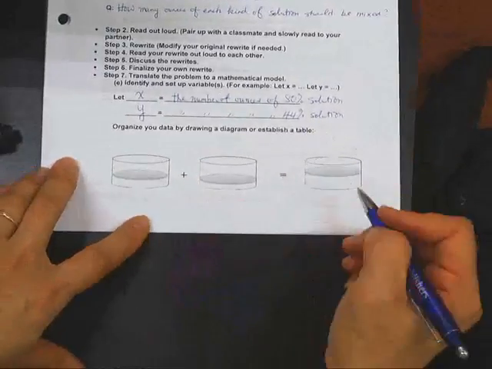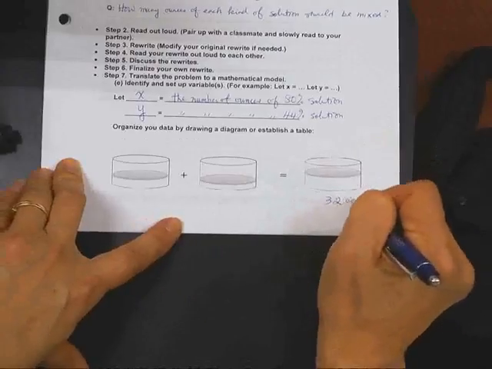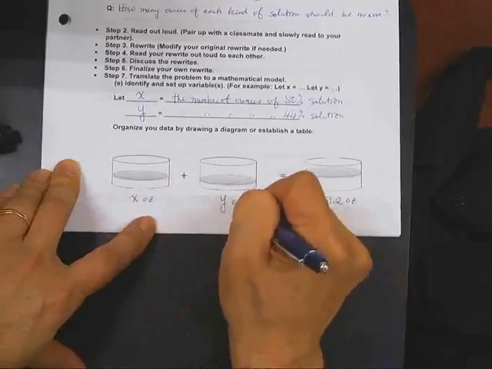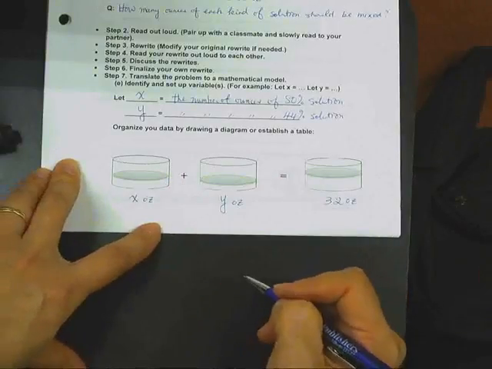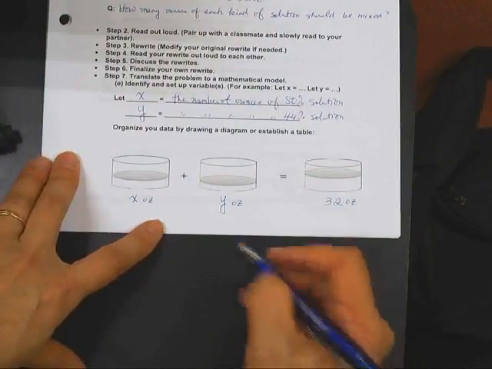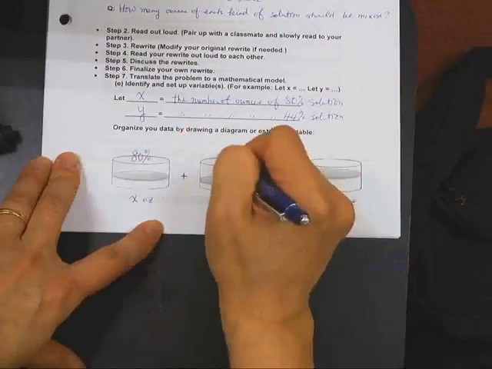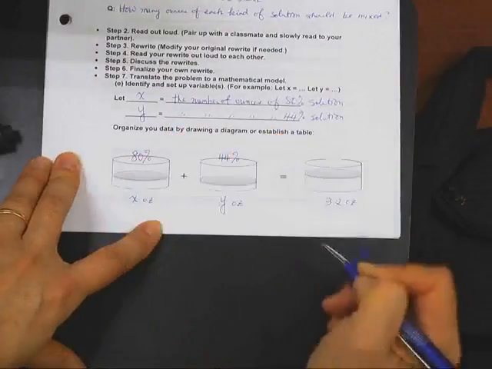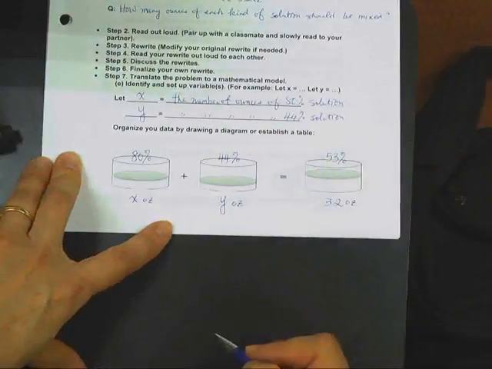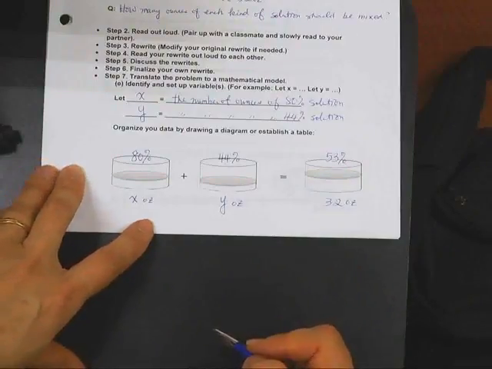Okay, what happened? When you mix them together, you will get how many ounces? 32 ounces, right? And you need X ounces for the first kind, Y ounces for the second kind. Am I too fast? This is 80% solution, and this is 44% solution. Am I correct? And the new solution, the mixture, is 53%, right? Yes? Okay.